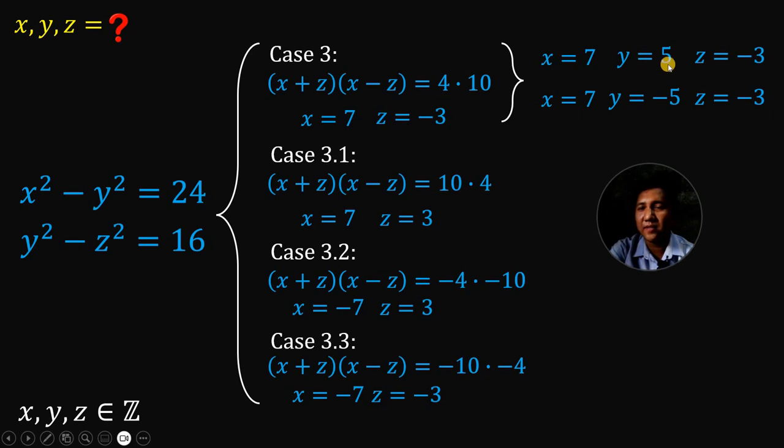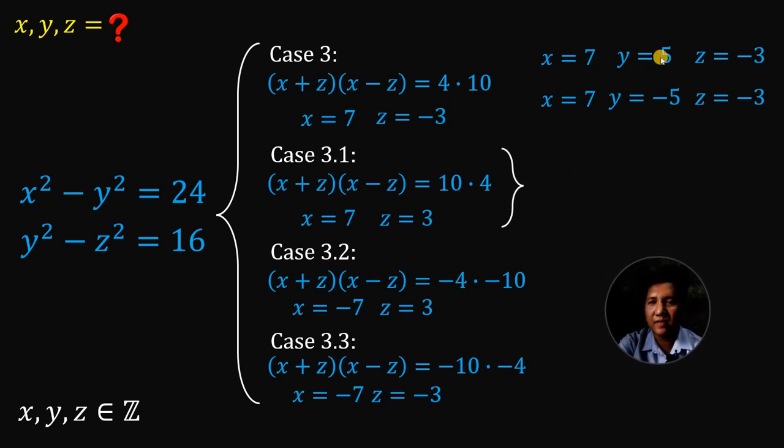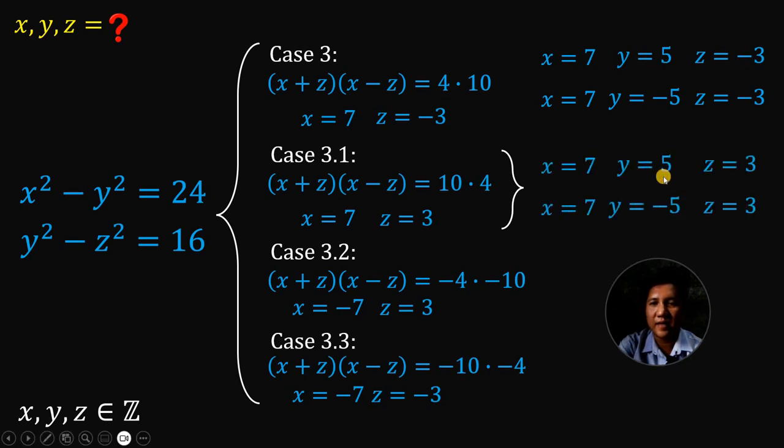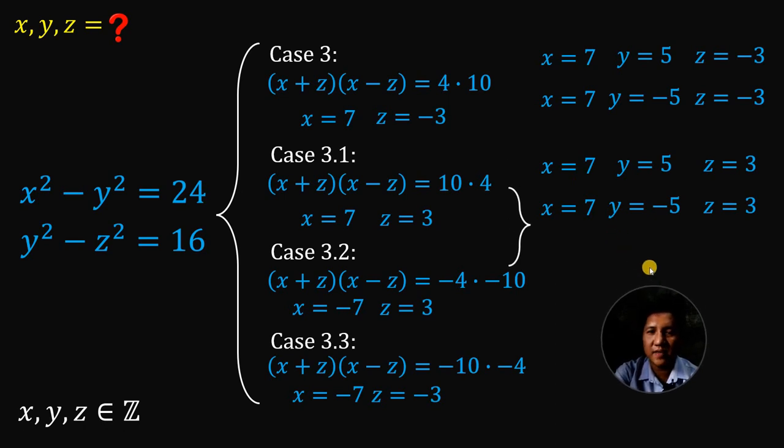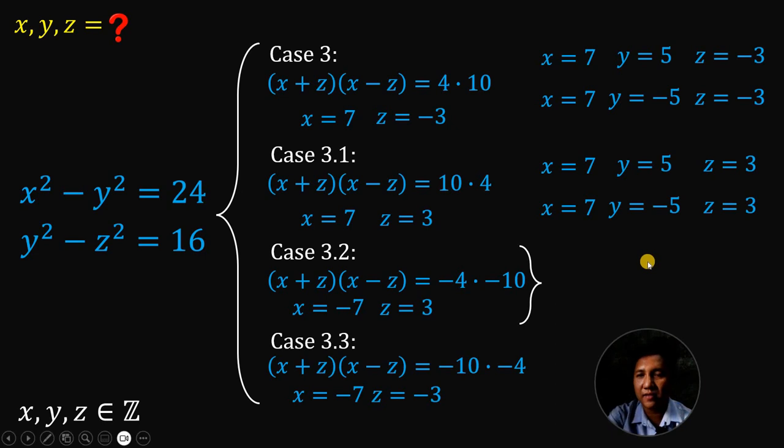So we have x equals 7, y equals 5, z equals negative 3, x equals 7, y equals negative 5, and z equals negative 3. On case 3.1, we get the same thing also, y equals positive 5 and negative 5. So this will give us another two results for x, y, and z. On case 3.2, again, another two results. Because if y equals 5 and y equals negative 5, so if x equals negative 7, y is 5, z equals 3. x equals negative 7, y equals negative 5, then z equals 3.